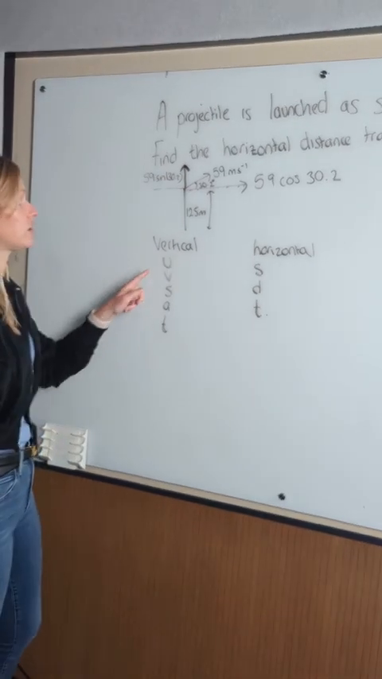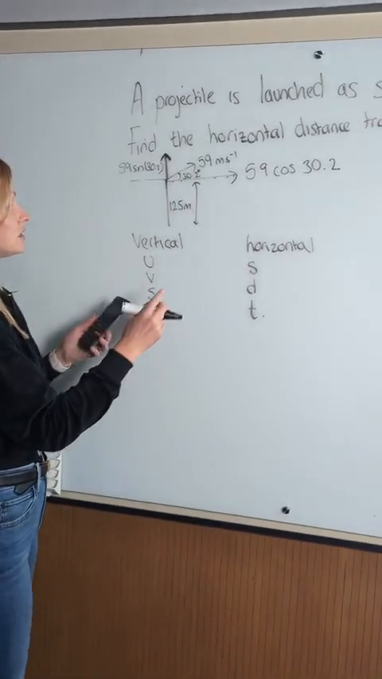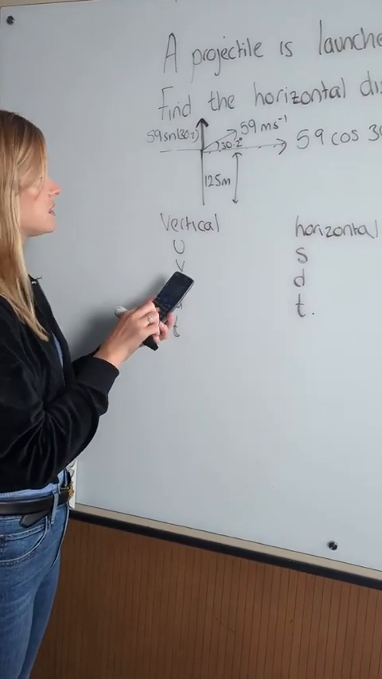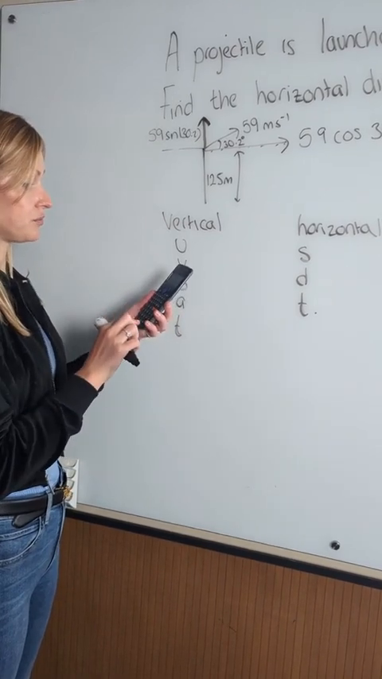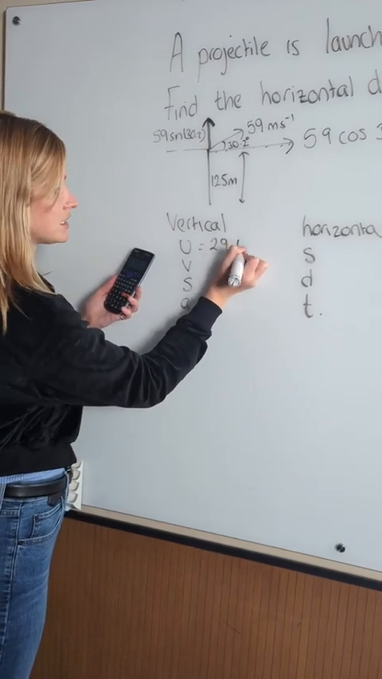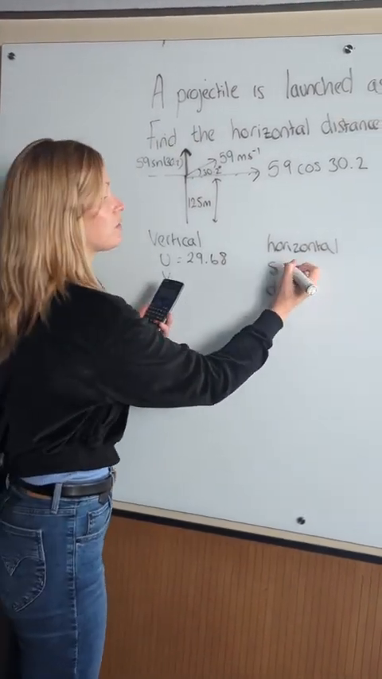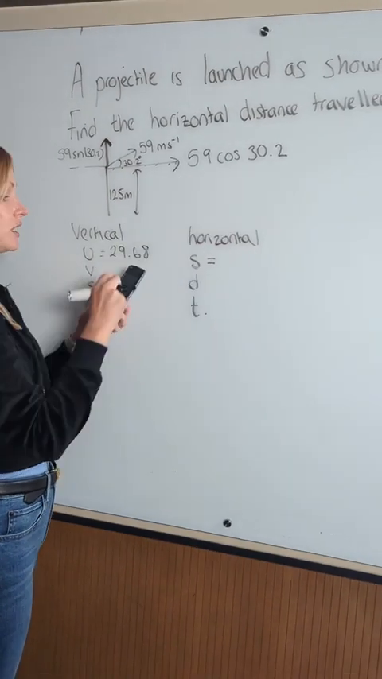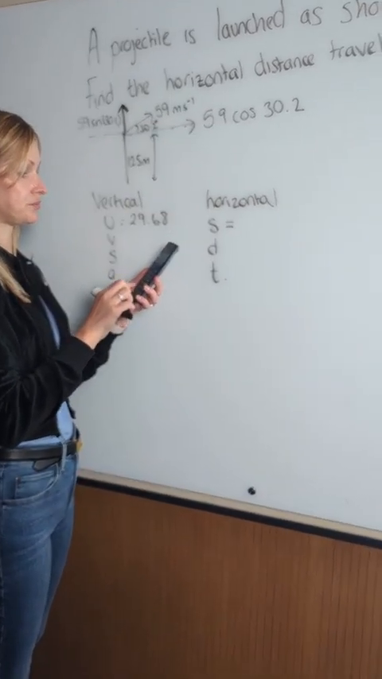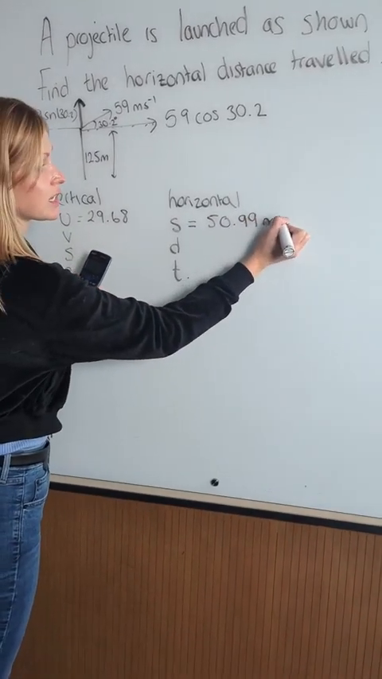Okay, so now I just want to put those numbers into my vertical and horizontal speeds. For the vertical speed, I'm typing in 59 multiplied by the sine of 30.2, and we get an initial speed of 29.68, which makes sense because it's a positive direction. And then to find my horizontal speed to begin with, I type in 59 multiplied by cosine of 30.2, which gives me a horizontal speed of 50.99 meters per second.